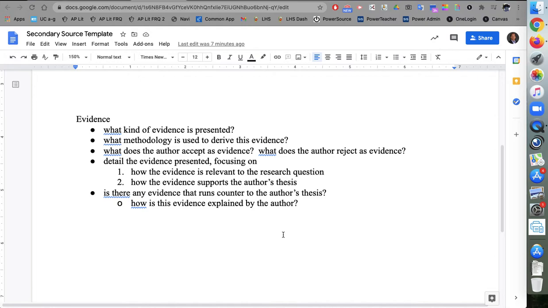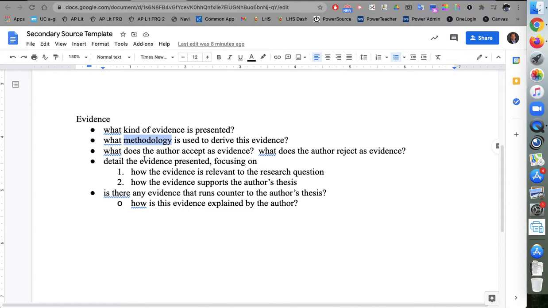The evidence section is obviously where you're going to focus on the evidence, but I want you to think first about the kind of evidence and the methodology used. So, is the evidence, for example, primarily textual? Are they textualist? Are they doing formalism? Is the evidence presented primarily biographical or historical? When I say what methodology, maybe the methodology being used is Marxist analysis or Freudian analysis or feminist or queer theory analysis. So maybe that's part of their methodology.